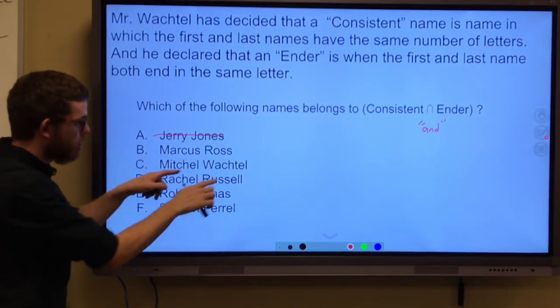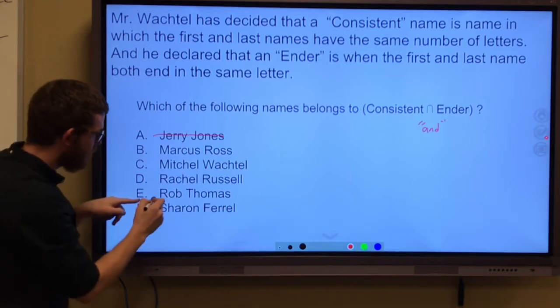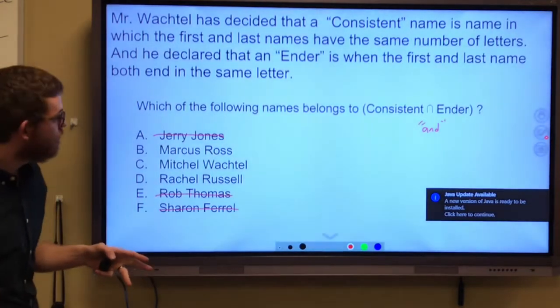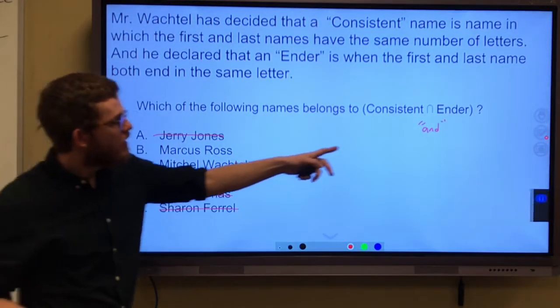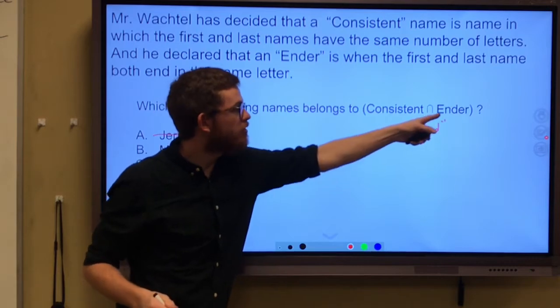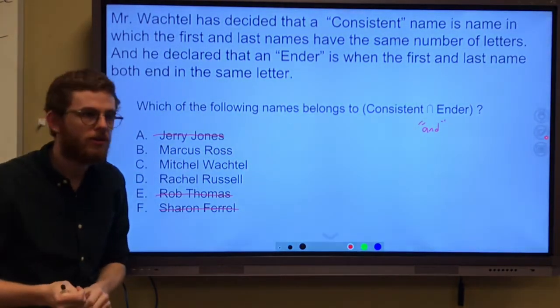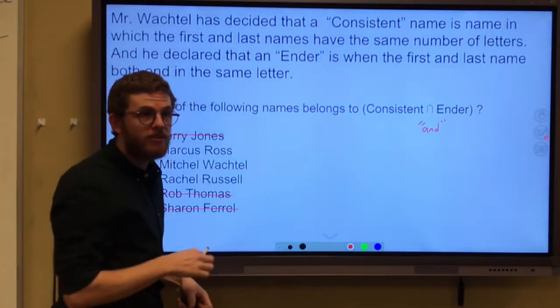Marcus Ross, okay, maybe. Mitchell Wachtel, maybe. Rachel Russell, maybe. Rob Thomas, those end in different letters. Sharon Farrell, those end in different letters. Okay, so we started to see. And it has to belong to both. Since these didn't belong to ender, they can't possibly be a part of the intersection. They also need to be consistent. Both of these things need to be true.